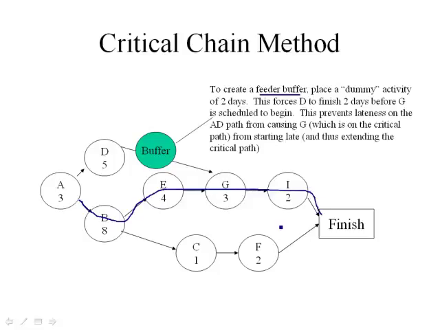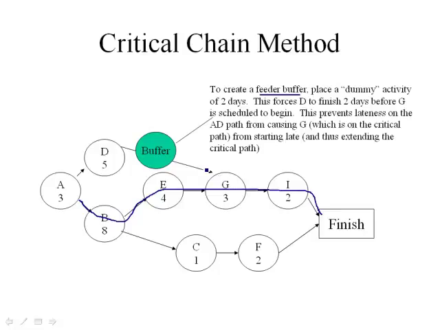Things that happen off the critical path, though, can delay the critical path. Like what happens if activity D gets really, really seriously delayed? Then it could also delay the start of activity G, right? And since G is a critical activity, if G gets delayed, the project is going to get delayed.